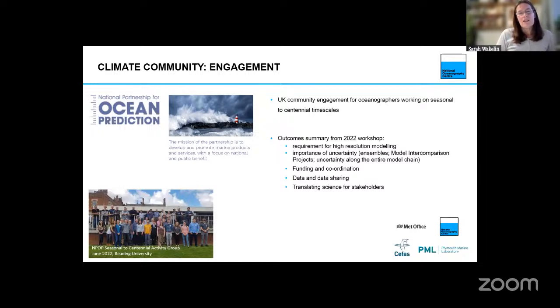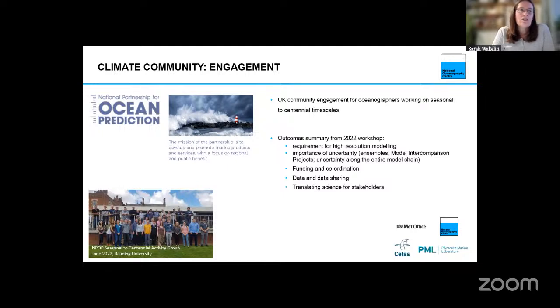About building really UK engagement in all things to do with ocean prediction. Back in 2022, we had a workshop on the subject of seasonal to centennial timescales, so people who were involved in working on those timescales.